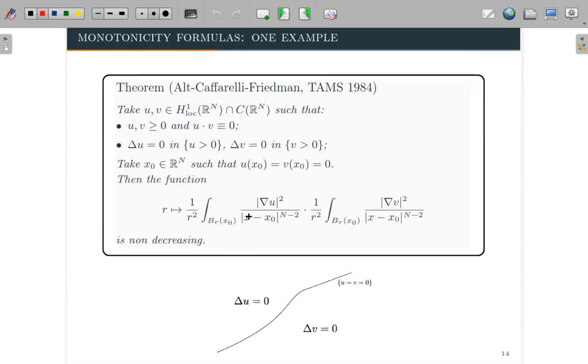So if you take this product, you may think about this as an average. It's not exactly an average because you have the fundamental solution, but think about it as an average. So this is telling me that I center myself here at one point, and the product of the averages of U and V, of the gradient of U and gradient of V squared, is bounded. In particular, when R goes to 0, this does not blow up.